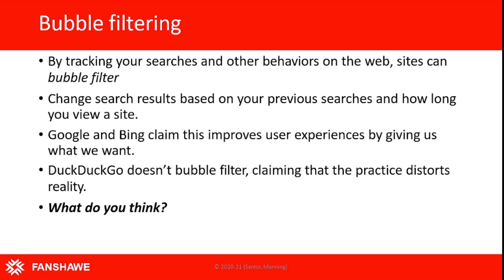Okay, so there's a term we call filter bubble. A filter bubble is a term that we use when your searches and other behaviors on the web are tracked. This changes your search results based on your previous searches and how long you view the site. According to Google and Bing, they improve the user experience by giving what users want. Their theory was if you are searching for a particular topic on the internet for a particular duration of time, most probably you're interested to look for more information on those topics. So what they offer in their search results are those items related to your previous searches.